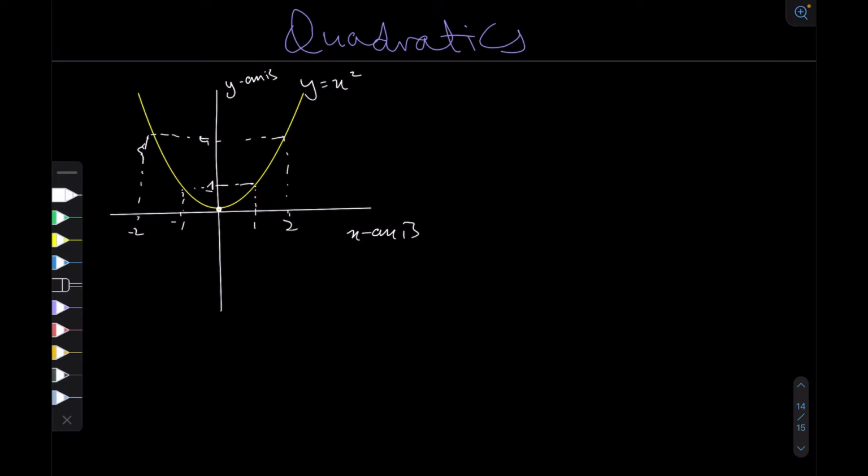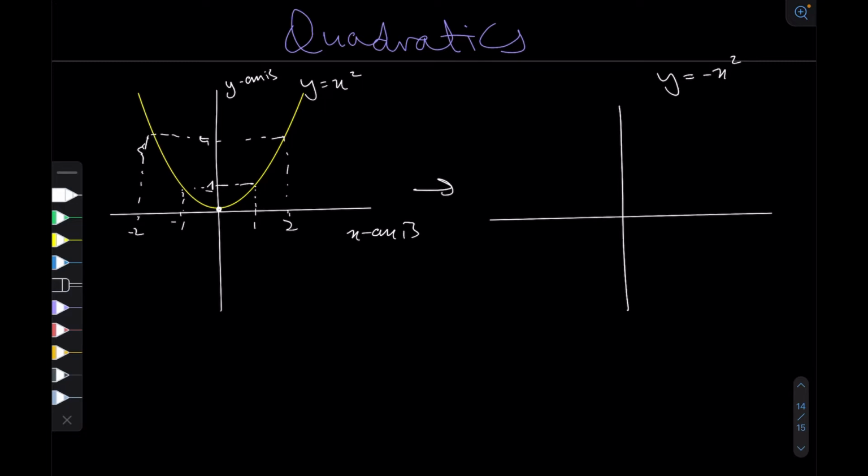Alright, so that makes sense. Now let me say instead of x squared I attach a negative to it. What does the graph of y equals negative x squared look like? Well, 1 squared is 1. If I attach a negative to it, it becomes negative 1. So what before had the y value 1 will become negative 1, and what before was 4 will become negative 4.